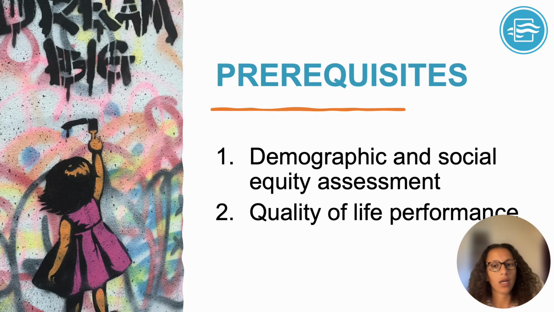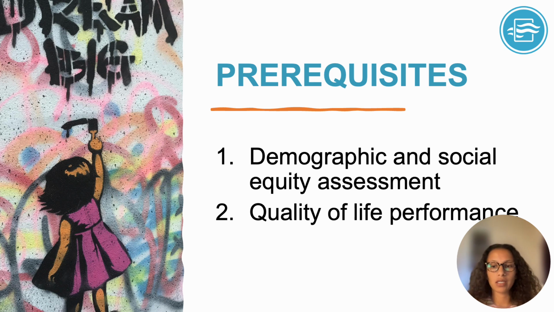So starting with the prerequisites, the first prerequisite, demographic and social equity assessment, aims to reveal potential disparities among socio-cultural groups or neighborhoods. The assessment requires a city to address demographic and socioeconomic characteristics, a history of housing and neighborhood development, and the distribution of social infrastructure, assets, and services.